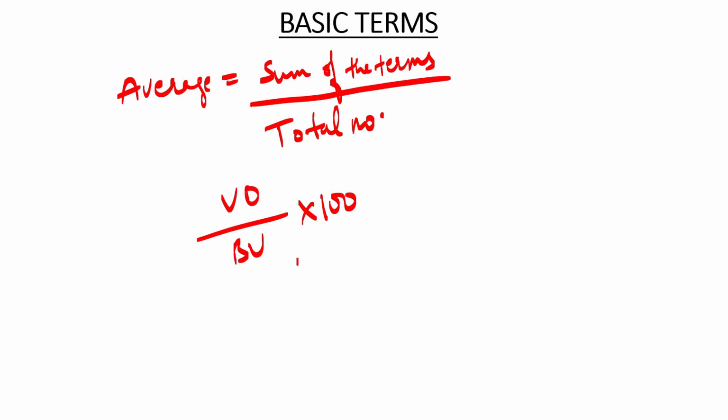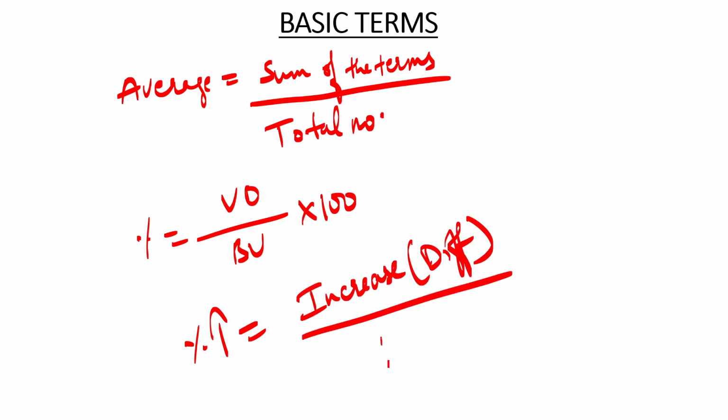And we have percentage increase. For percentage increase, we have the increase, that is the difference, divided by the base value into 100, whereas for percentage decrease it will be the decrease divided by the base value into 100. Same goes with percentage change. Percentage change is calculated as the difference between the values divided by the base value, or the original value, into 100.